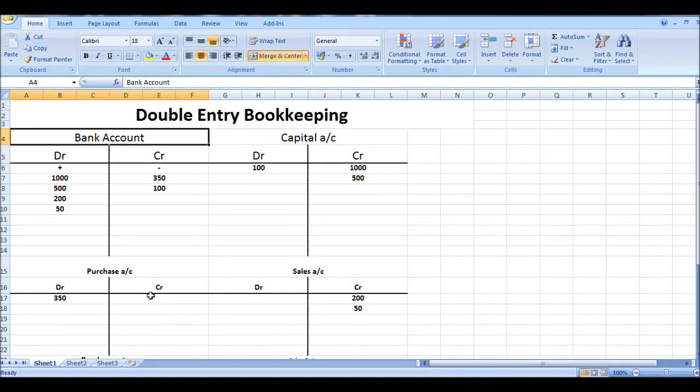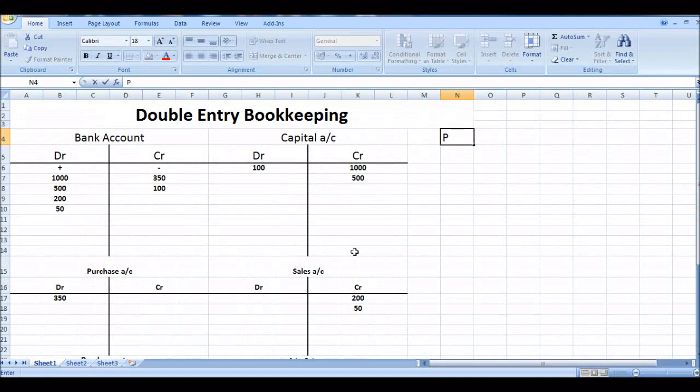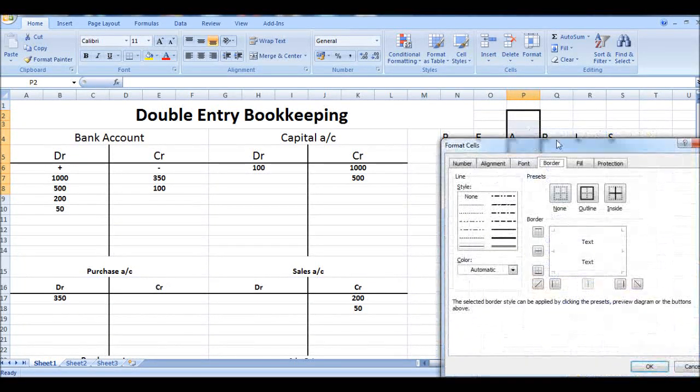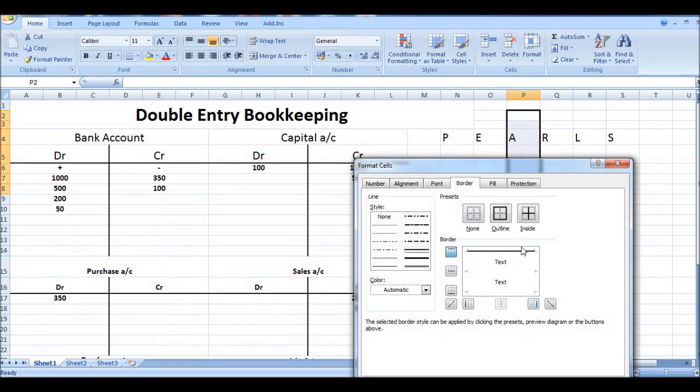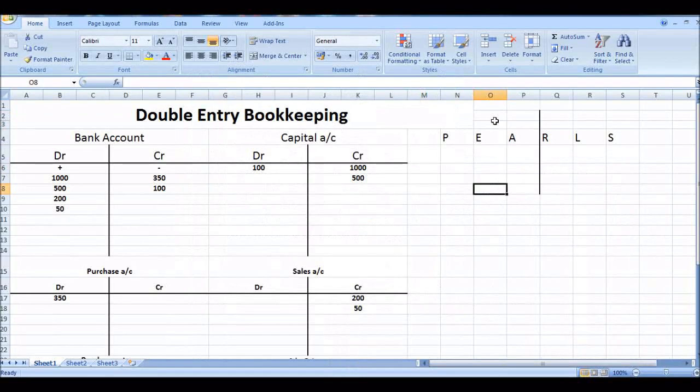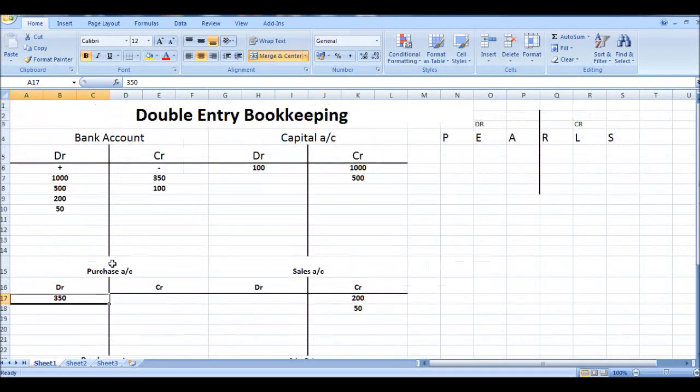Another simple way to remember where to post debit and credit entries is by using PEARLS. If we were to put a line straight down the middle there, so PEA, then RLS. This side is our debit. This side is our credit. P for purchases, E for expenses, A for assets, and our credits are R for revenue, L for liabilities, and S for sales.